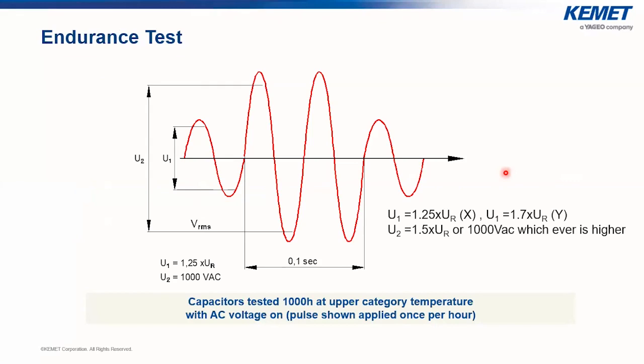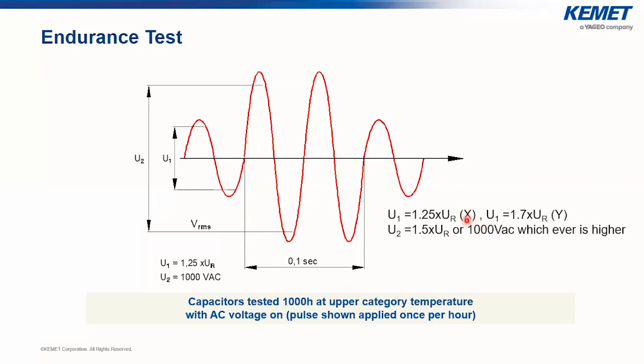Another really important test for the X and Y capacitor is this one, the endurance test. Here, capacitors are tested for 1,000 hours at upper category temperature with AC voltage on. And this kind of pulse is applied once per hour. Also here, as you can see, the U1 level depends on the class of the capacitor we are testing.